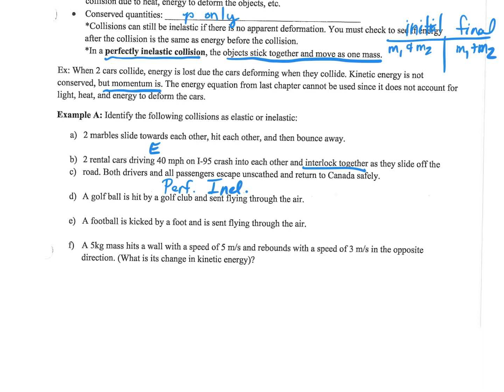Golf ball hit by a golf club sent flying through the air. Inelastic. Why is it inelastic? What happens to the golf ball? We talked about this at least once. It compresses some when the club hits it, doesn't it? It compresses and then it springs off, doesn't it? So it deforms. So this would be inelastic.